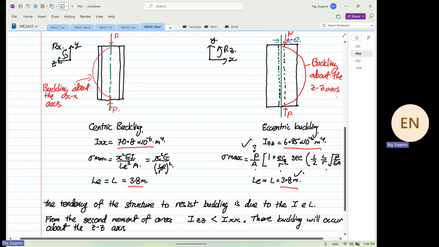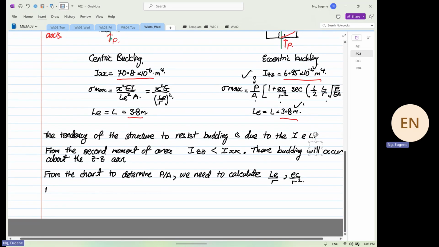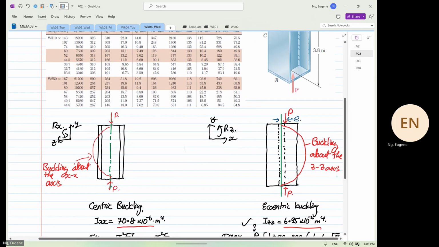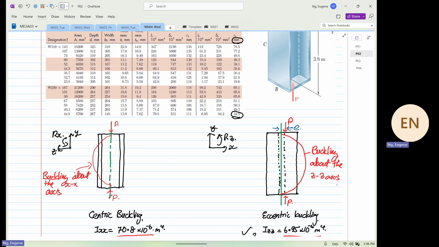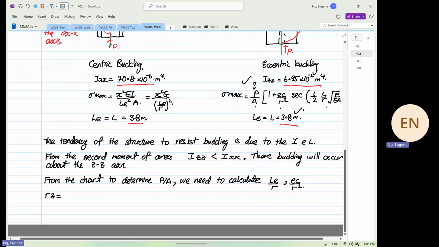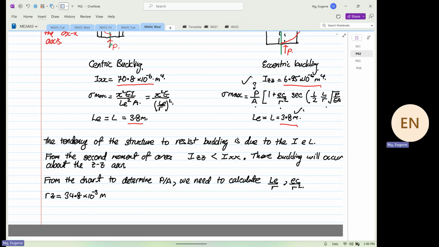So from here we are going to find our RZ. If we go back to our table, RZ is equal to what? Can you all see here? And this is in what? Millimeters. RZ is equal to 34.8 times 10 to the power minus 3 meters. Do everything in meters, okay? So we know our RZ. Our E is equal to what? 12 millimeters. So this is given in the question.